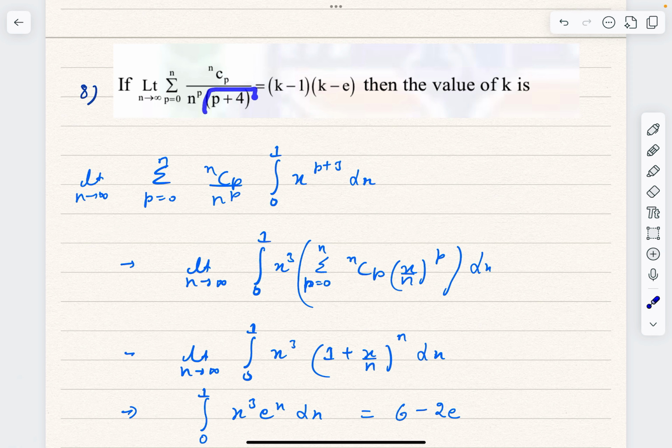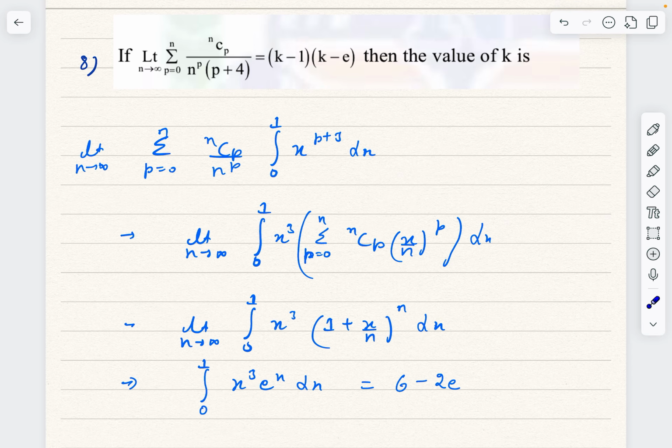This 1 by (p plus 4) I can write as integral from 0 to 1 of x^(p plus 3) dx. Can do this thing. Again, all these things are constant. You can take it inside, no problem. And x^(p plus 3), what I'll do is I split here, x cube and x^p. This x^p I combine with n^p, and get summation p from 0 to n, nCp (x by n)^p. And if you see this thing, it is nothing but (1 plus x by n) whole raised to power n.